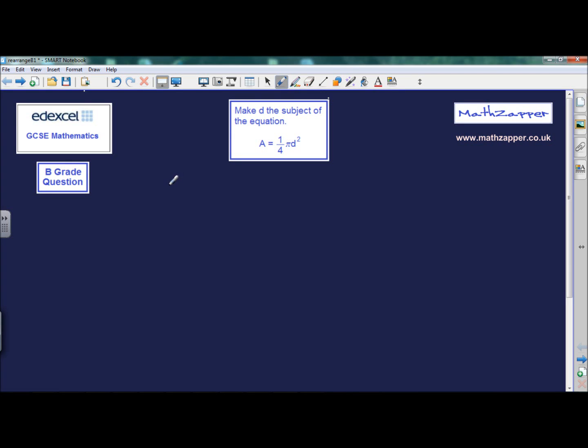Excel GCSE Mathematics, an example of a B grade question. Make d the subject of the equation A equals 1/4 pi d squared.